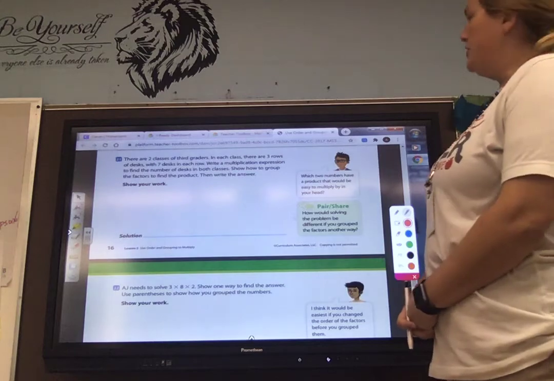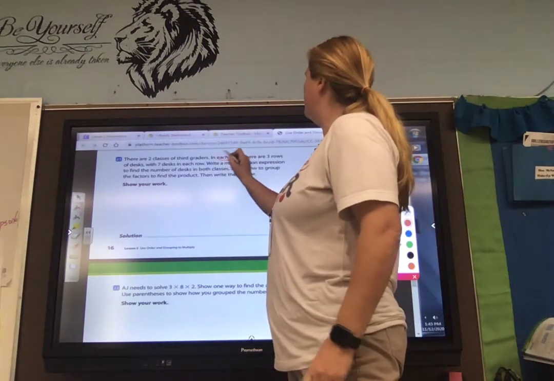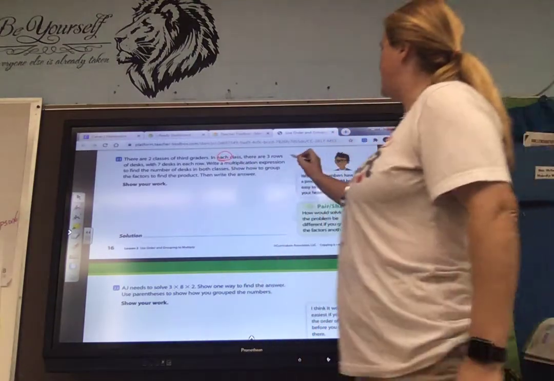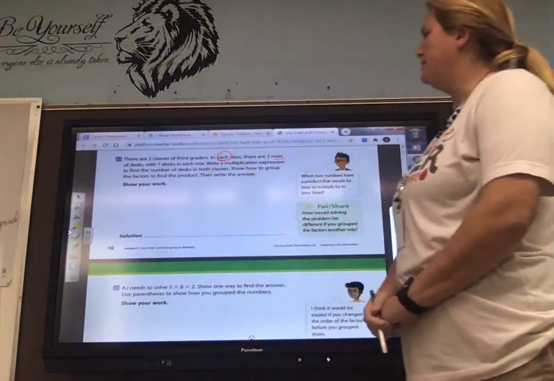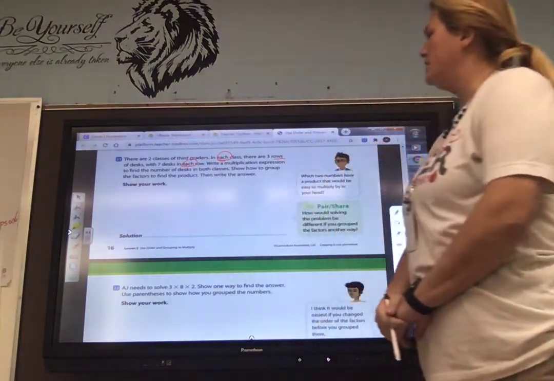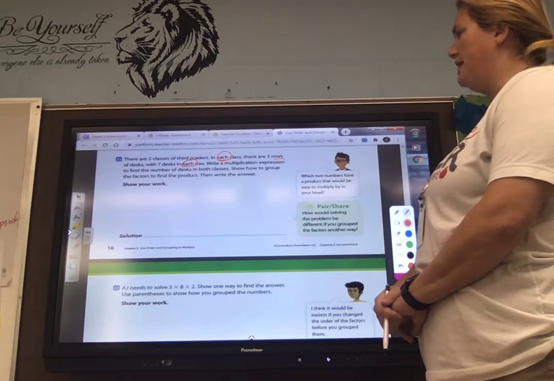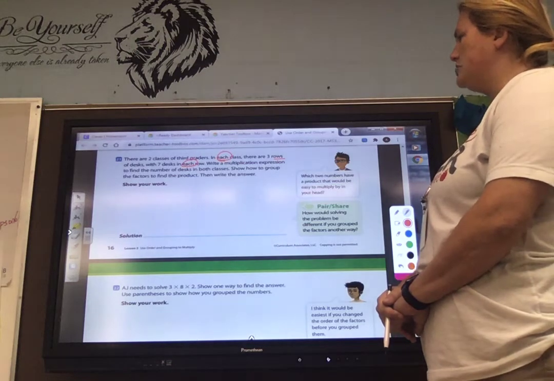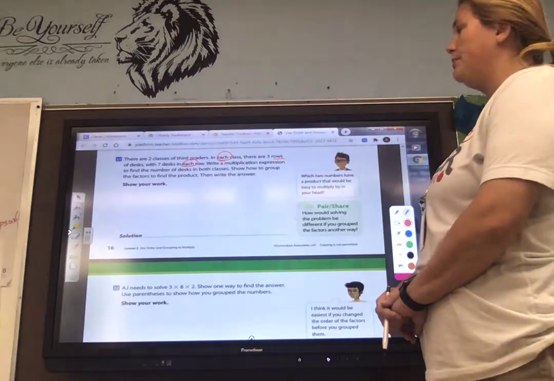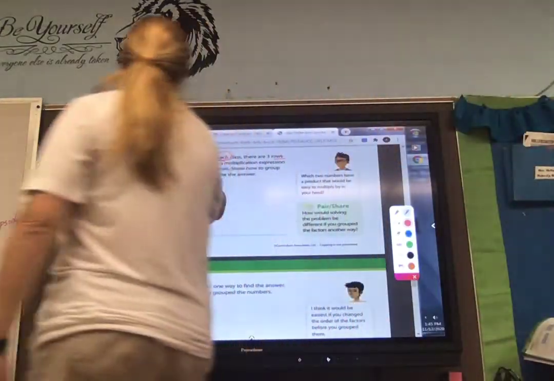21 says there are 2 classes of 3rd graders. In each class, there's a clue word. There are 3 rows. Rows is, of course, a clue word, of desks with 7 desks in each row. There's our column. Each again is there as a clue word. Write a multiplication expression to find the number of desks in both classes. Show how to group the factors to find the product. Then write the answer.